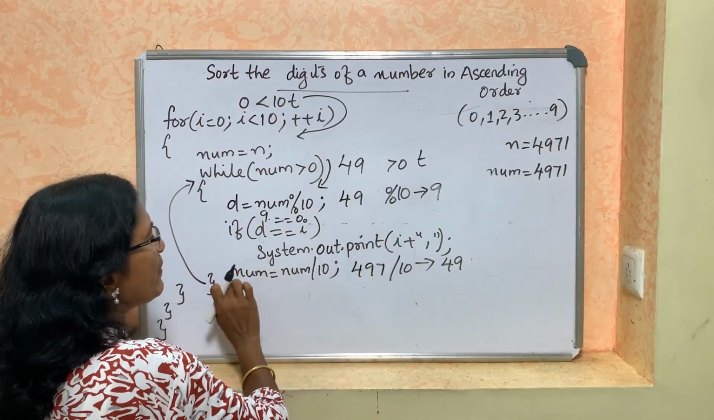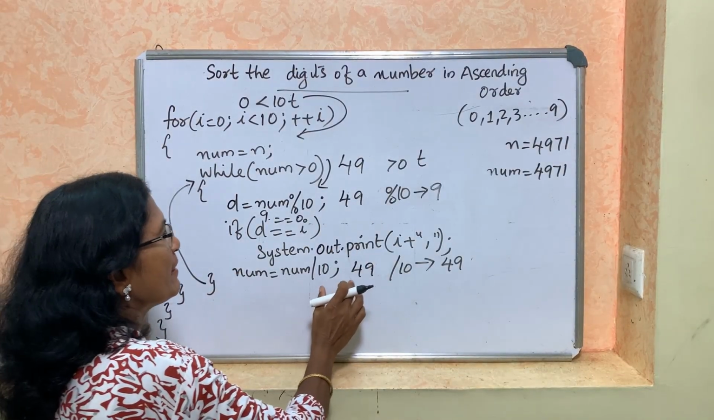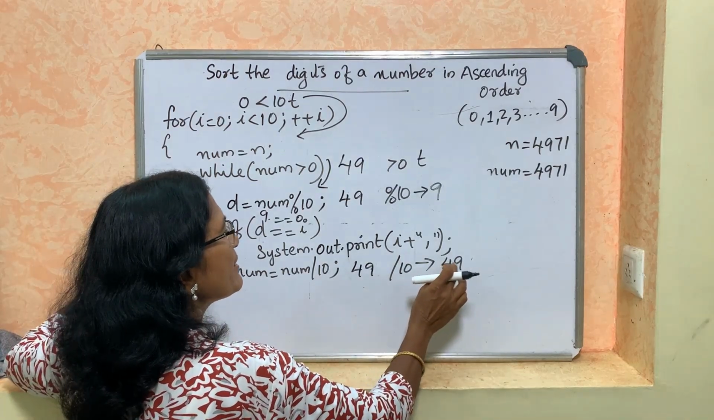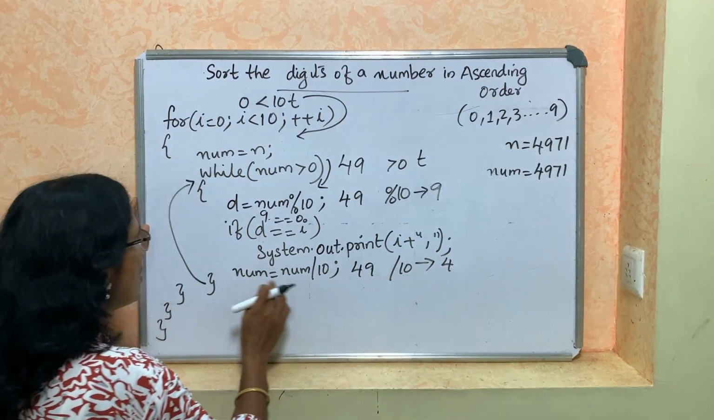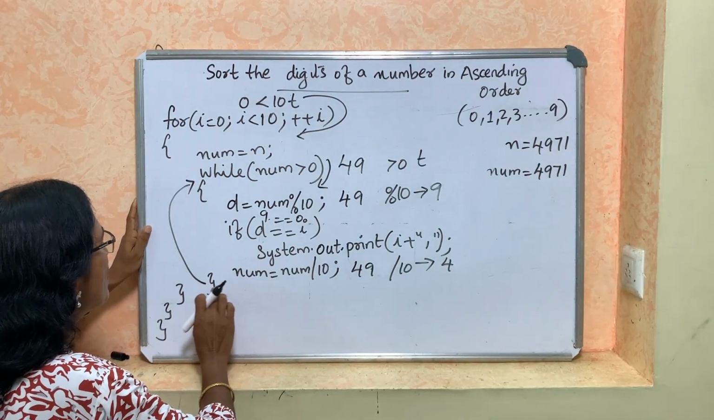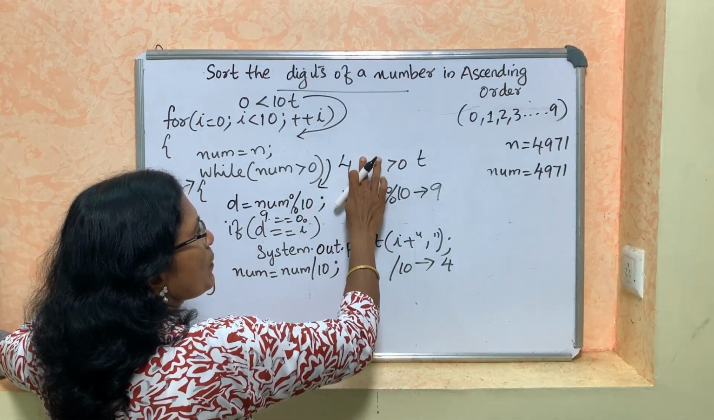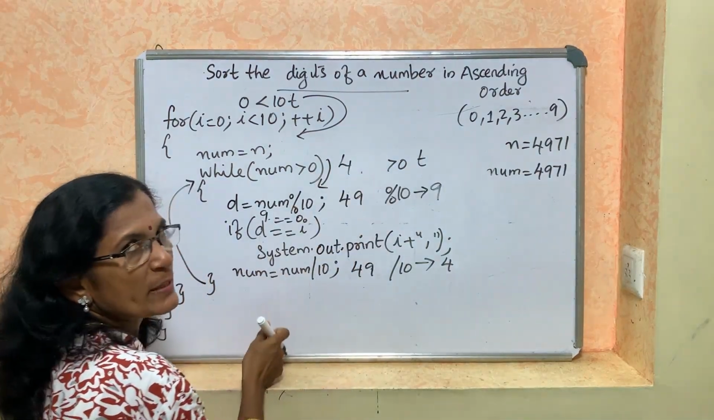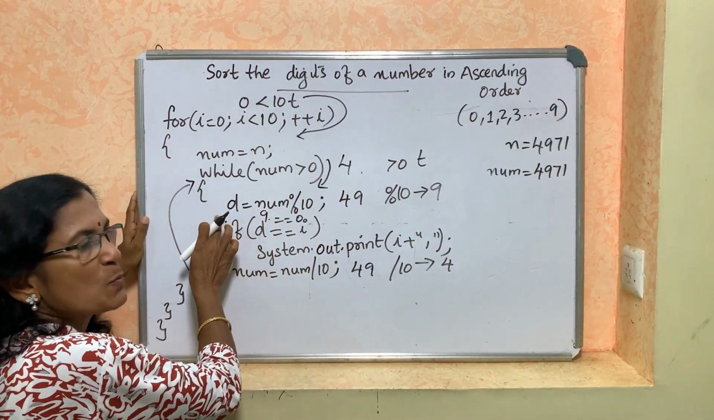Let us remove 9 from the number. Num is equal to num divided by 10. 49 divided by 10 results in a quotient of 4. So the new value of num is 4. Control goes to the beginning of the while loop with the new value of num as 4. 4 is greater than 0, the test expression is evaluated to true. Again control enters into the loop's body.